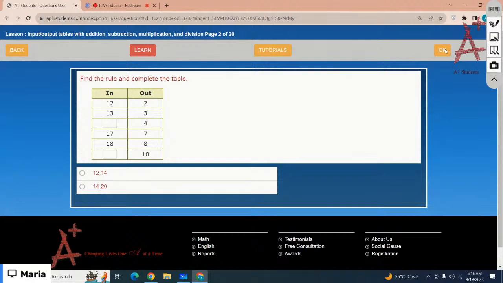Okay, find the rule and complete the table. Just look at the input and output values. The output values are decreasing, right? So you can check by dividing. Either you can check for subtraction or for division.